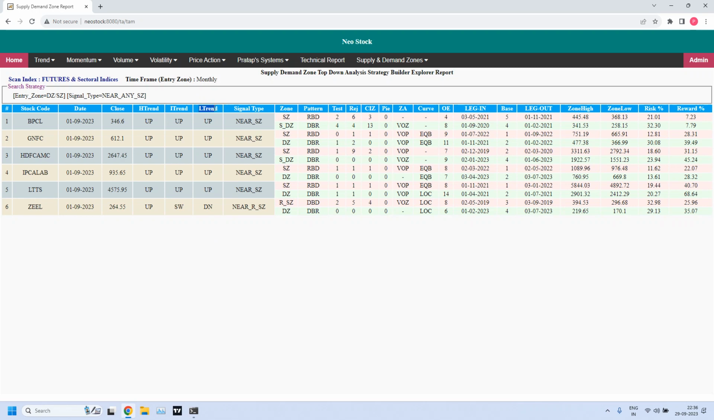So the LTF trend is monthly trend. ITF trend is a quarterly trend. And the HTF trend is a yearly trend. So you should remember these time frames. And this supply zone is already tested twice, and also it has 5 rejections, 5 monthly candles. You should also look into this risk reward.